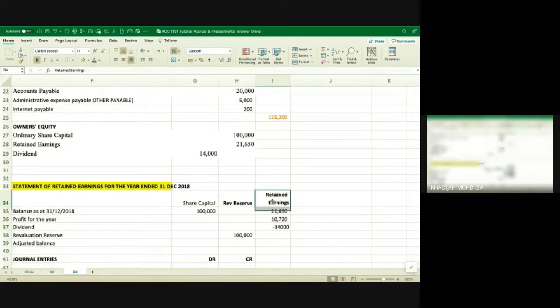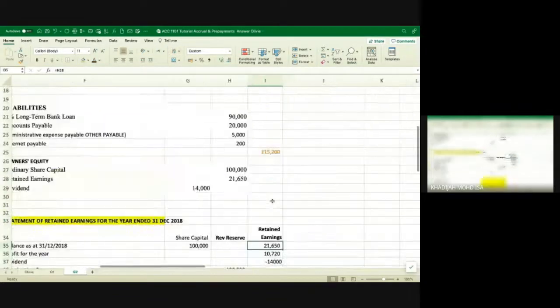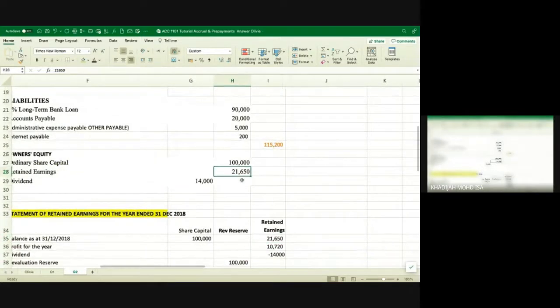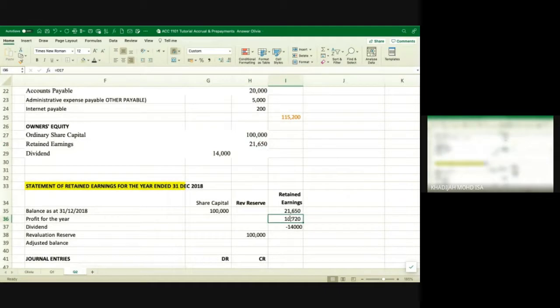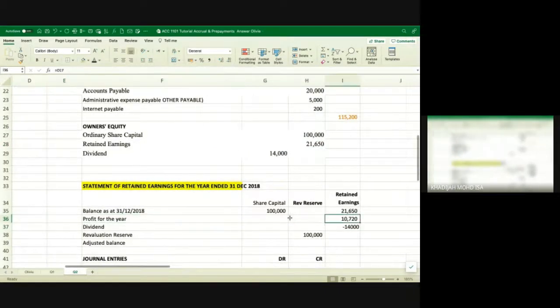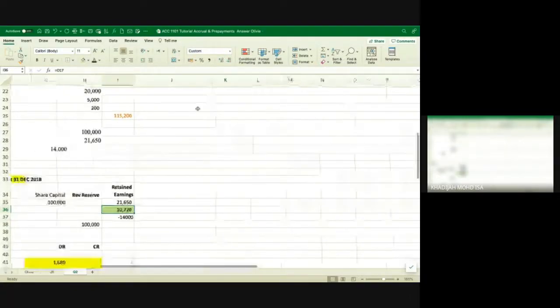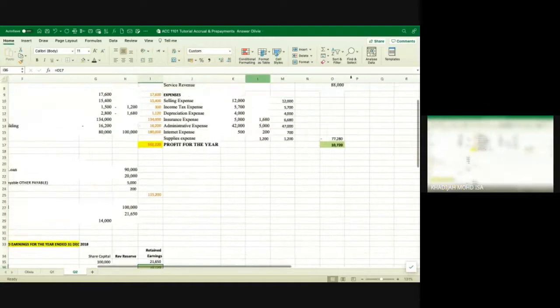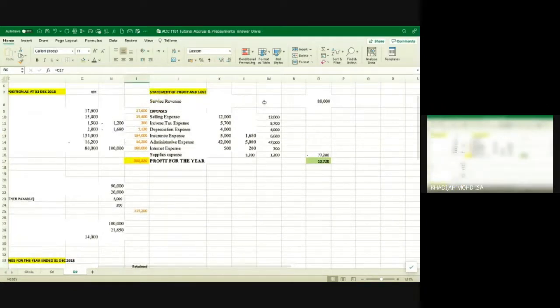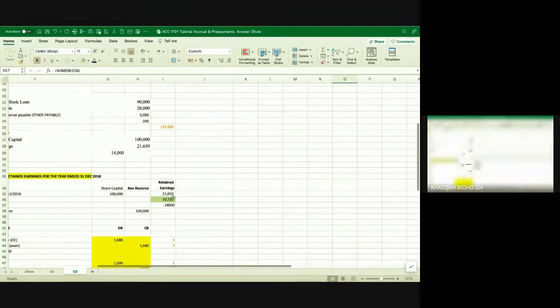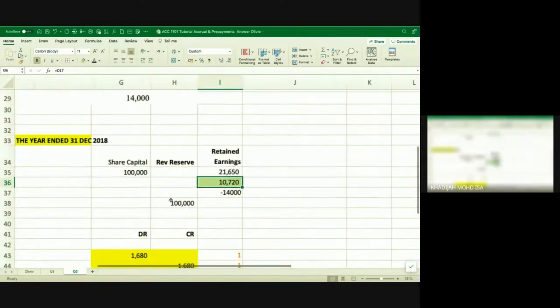So what happened is that this retained earning, initially it was 21,650, right? This one is before adjustment. And then you have the dividend. Then you add your profit. Where do you get that profit of 10,720? Because you do the adjusted profit and loss statement, right? Now the adjusted profit and loss, you have a profit of 10,720. So you plug in that amount here in your retained earning.